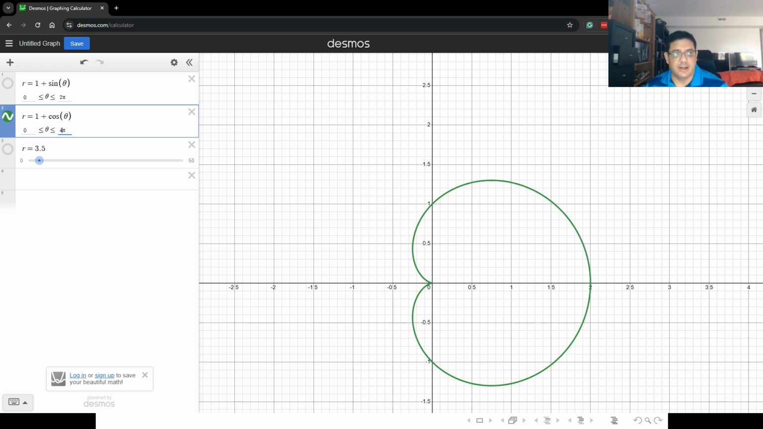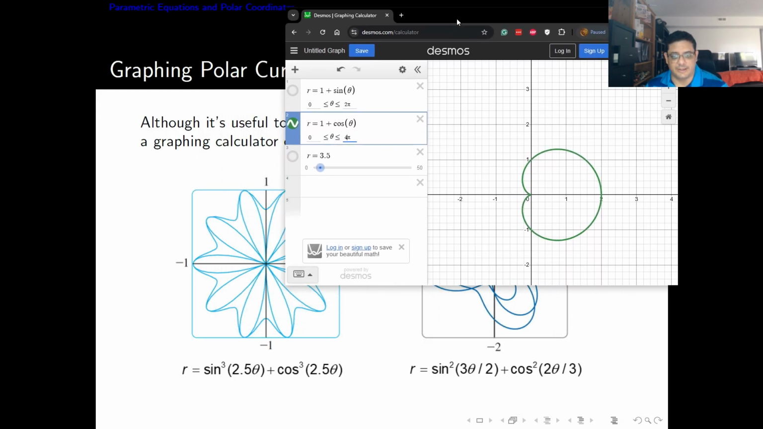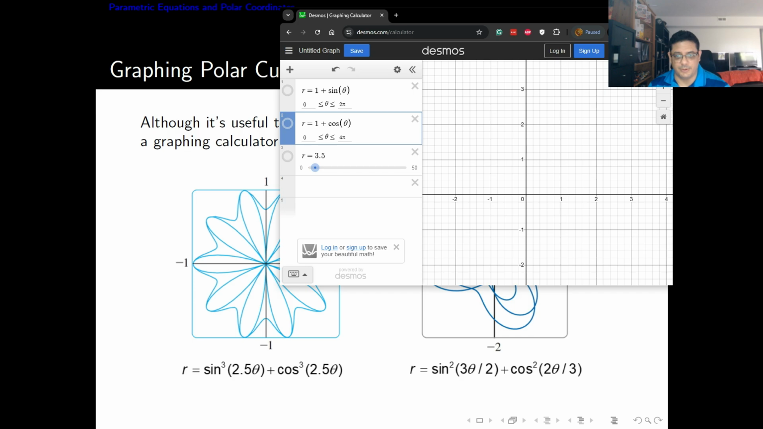Okay. Now if we do some of these complex ones that we have over here, so for example r equals sine cubed of 2.5 theta plus cosine cubed of 2.5 theta.